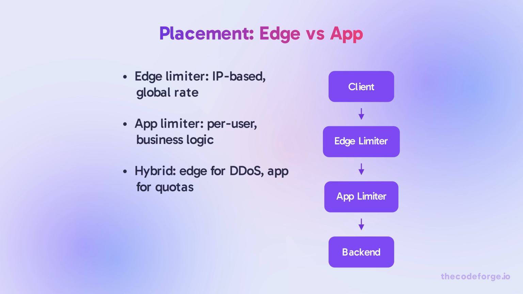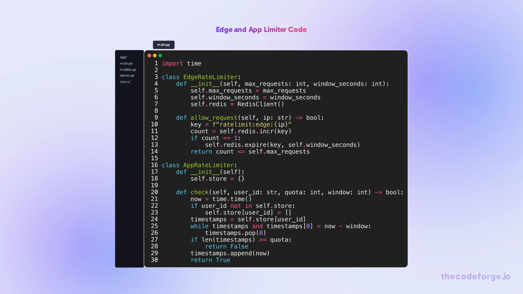Where you place the rate limiter matters. Edge limiters protect against DDoS but lack per-user nuance. App limiters provide fine-grained control but consume compute. A hybrid approach works best. The edge limiter uses Redis for IP-based global rate limiting. The app limiter uses an in-memory store for per-user quotas.